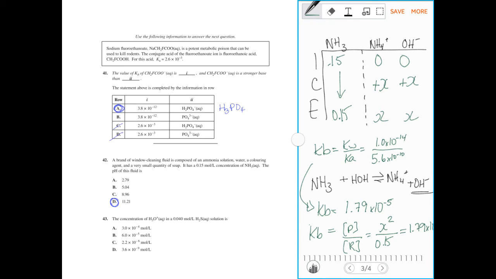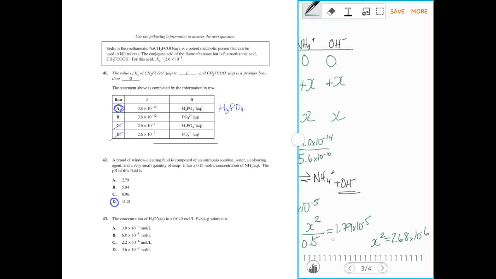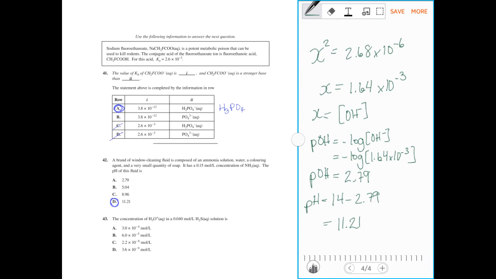Once I got my KB, I could plug in my values into this algebraic expression. Once I found that, I could get the square root of this 2.68 times 10 to the negative 6. Once I did that, I got my value of x to be 1.64 times 10 to the negative 3.